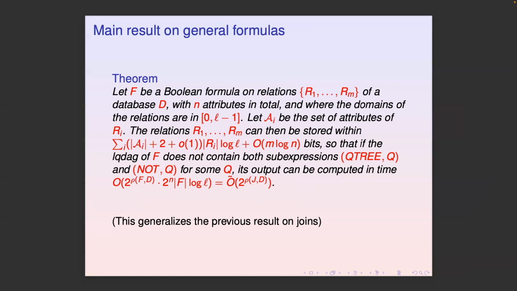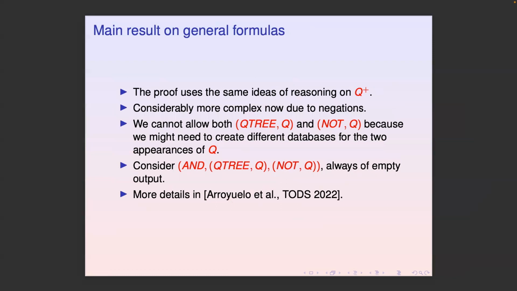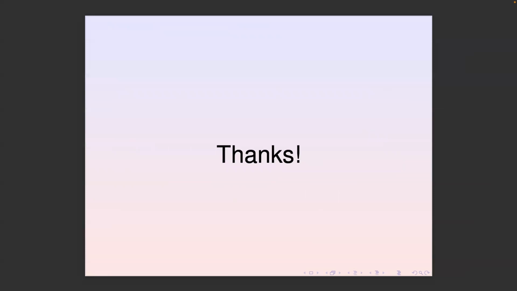So the proof for that uses the same ideas as we did for reasoning in Q plus. It is much more complex now because of the negations. It's quite messy. But okay, if you're interested, the paper is just out. And this is it. Thank you.